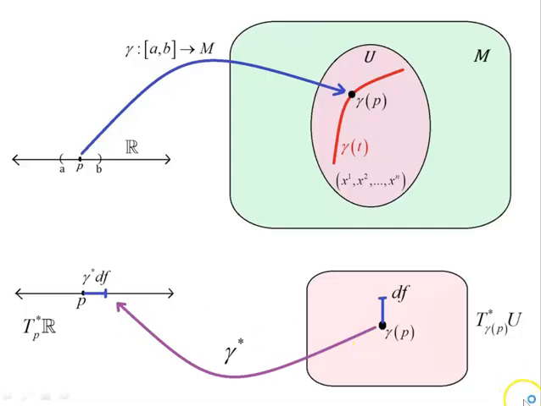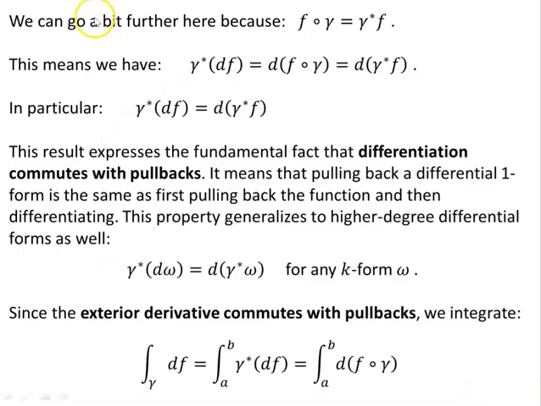So that's what's happening in terms of cotangent spaces. The cotangent space to R here at the point P is just R. All right, we can go a bit further here because f composed with gamma is the pullback of f under gamma. And that means that the pullback of df under gamma is the exterior derivative of f composed with gamma, which is the exterior derivative of the pullback of f under gamma.